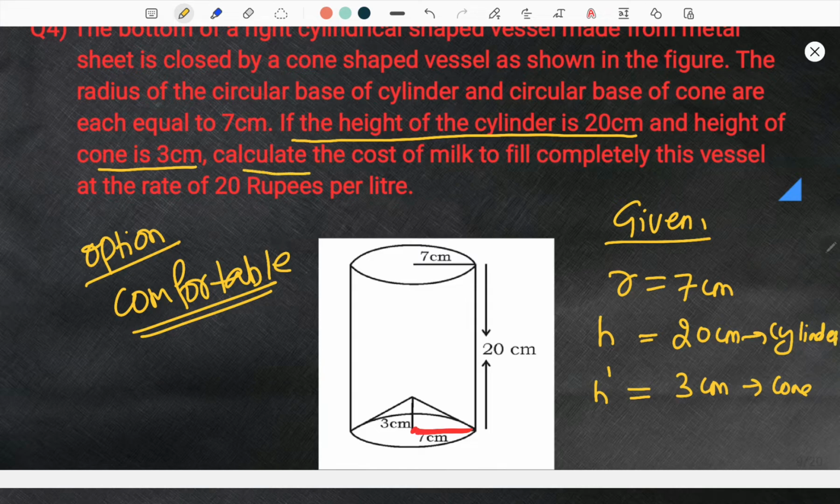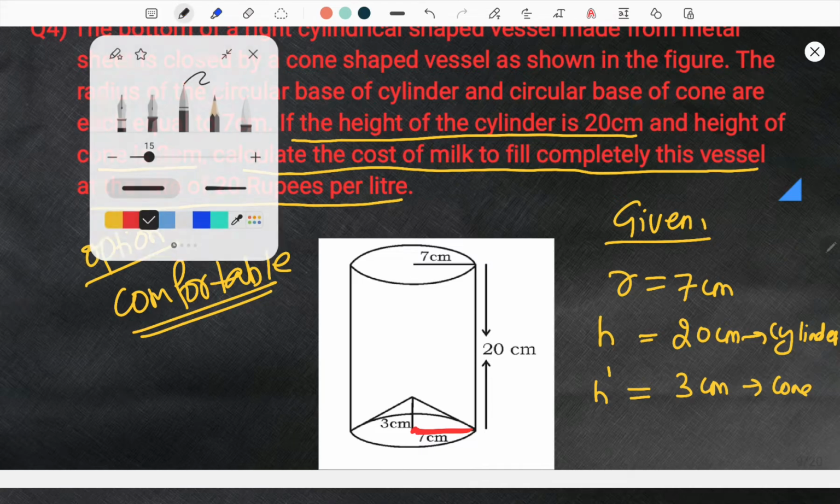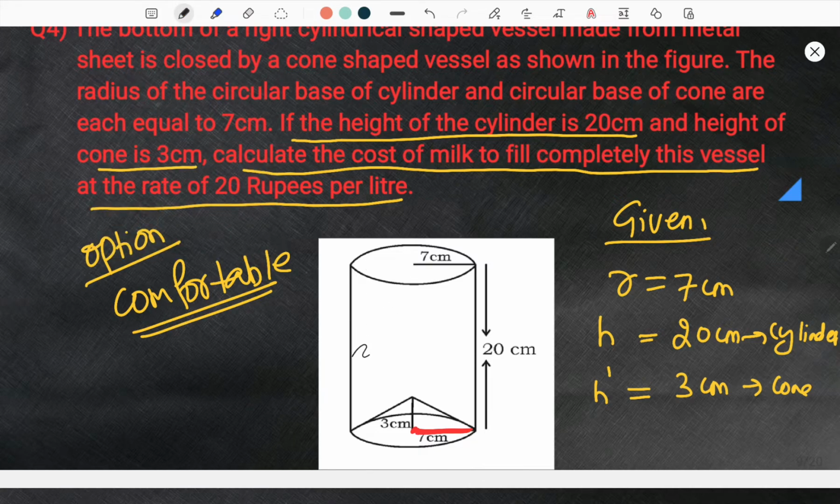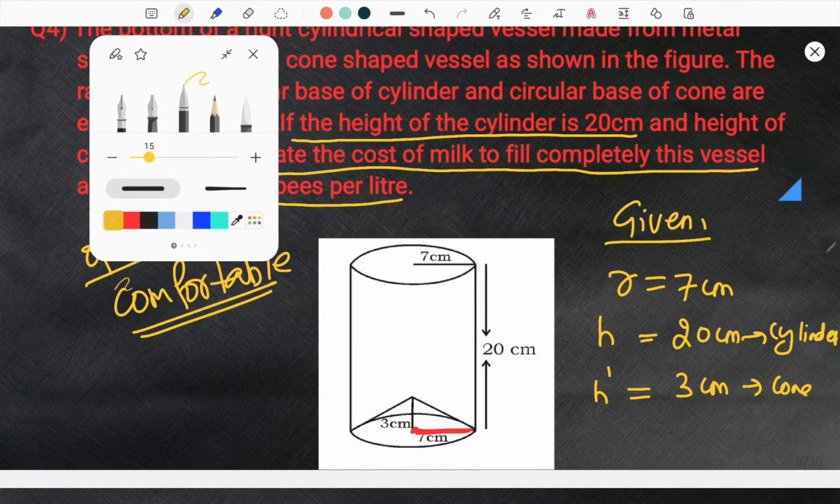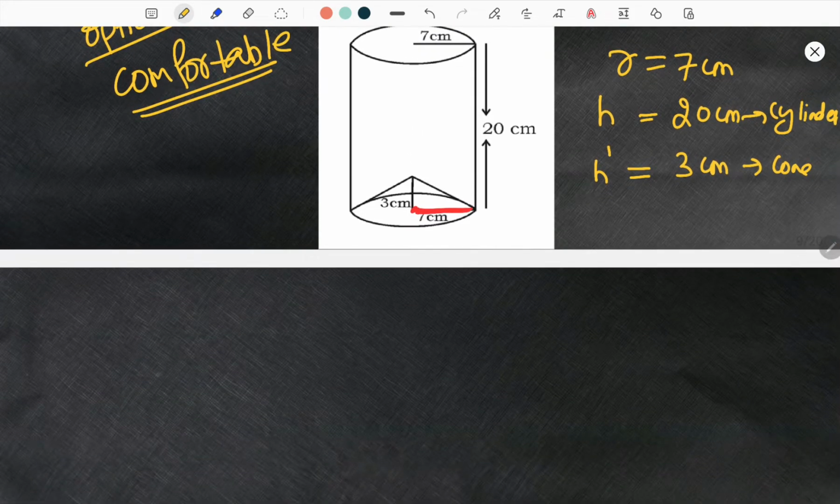Now they are asking us to calculate the cost of milk to fill completely this vessel at the rate of 20 rupees per liter. First of all, we have to know the volume, right? Now how to calculate the volume? Very important thing. Look at this. This cylinder was there means entire volume would have been there. Now there is a cone also. Now this cone volume we have to remove, no? So if I remove the volume of that cone, then we'll get the capacity.